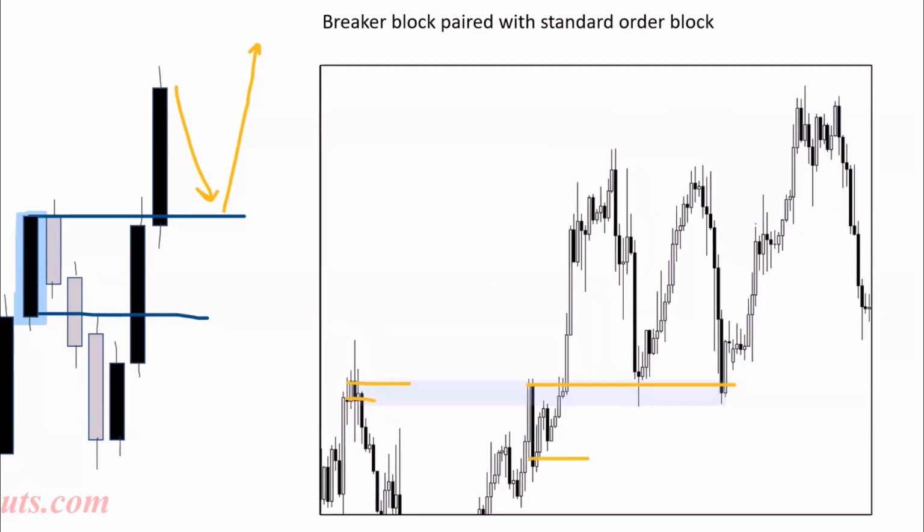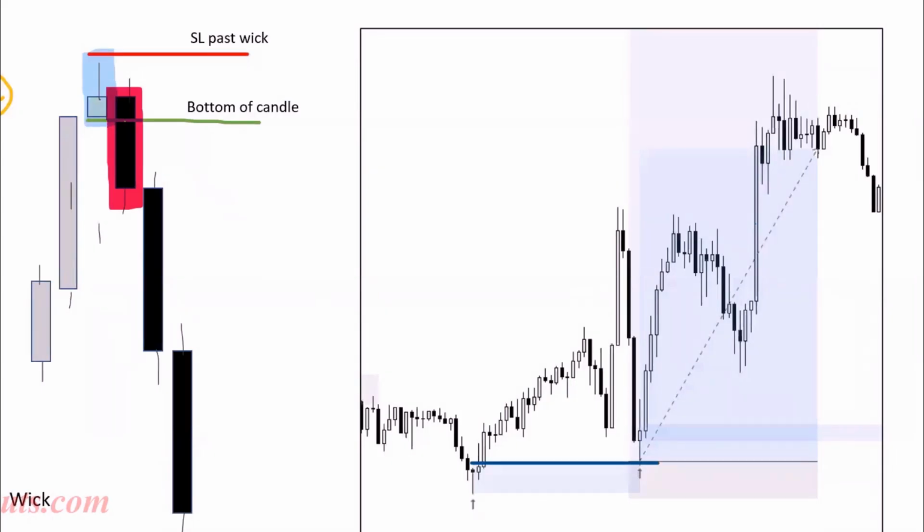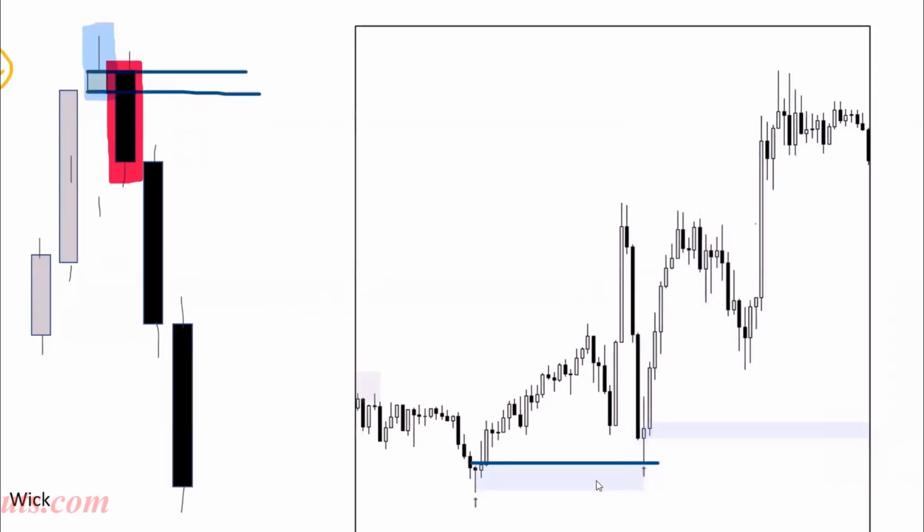Don't confuse yourself with all the different entry types. What it is, is just me explaining to you how you could enter. So it could be off the wick, it could be off the body. If you really want to play it safe, the safest way with the largest stop loss would just be the wicks and then set stop loss past the whole candle.